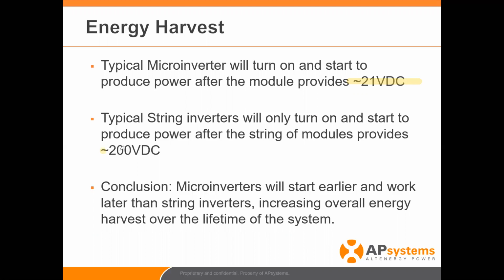Typical string inverters, we're looking at 200 volts plus to turn on and start producing power. So again, there's a huge advantage here. Each individual microinverter in panel will act independently and come on as the sun hits it.